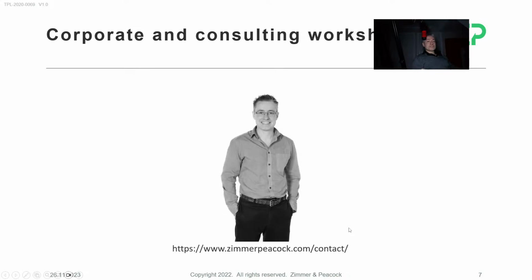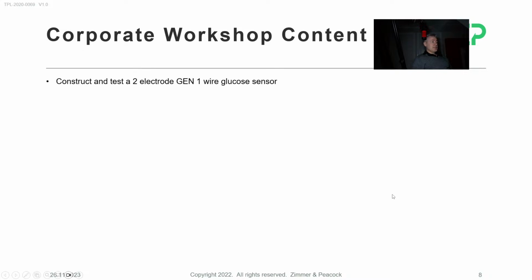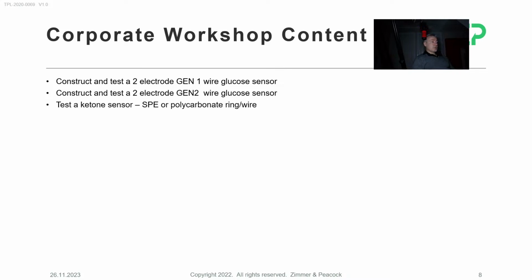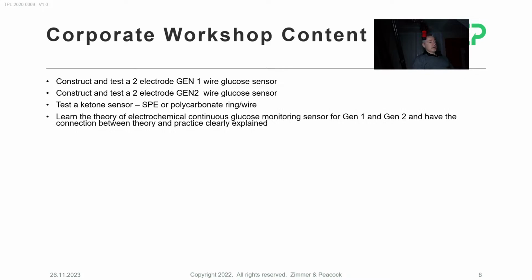We do on-site workshops for people as well. We call these corporate and consulting workshops. So on a workshop, for example, we can come on site and we can do things like construct and test the generation 1 glucose wire sensor. If that's not apparent what that is, then as I go forward, that will hopefully answer that. Construct and test the Gen 2 glucose sensor, test the ketone sensor. I'll just read these very quickly.